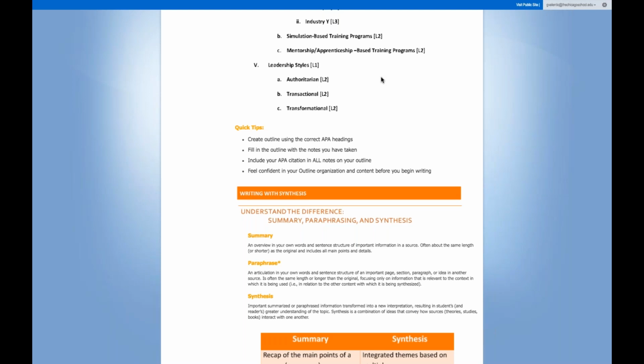A lot of the time, when we're doing all of that reading to begin with, we feel that it's extra work to write notes or to create an annotated bibliography where we can summarize what we read in the source. But if you use it to fill in your outline afterwards, you're actually just doing work ahead of time. You should also include your APA citation in all of the notes on your outline.